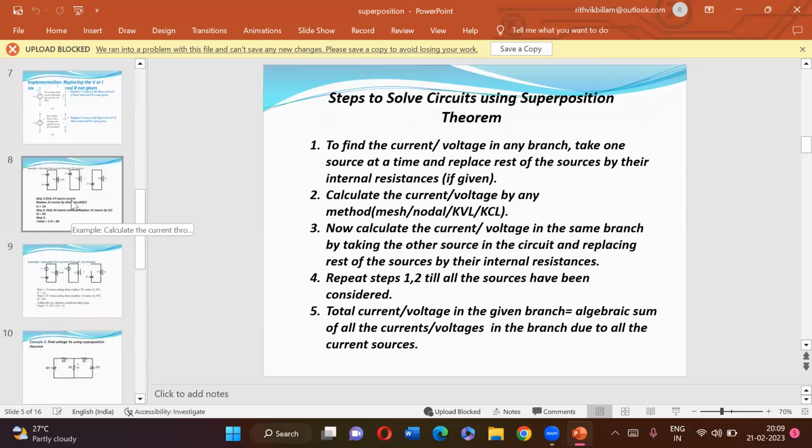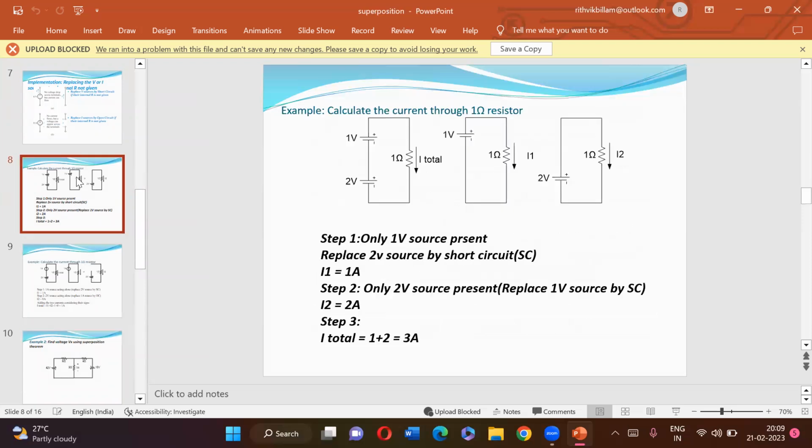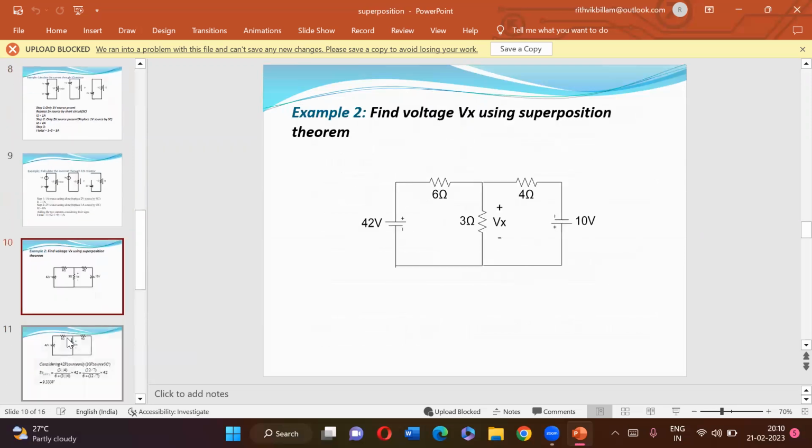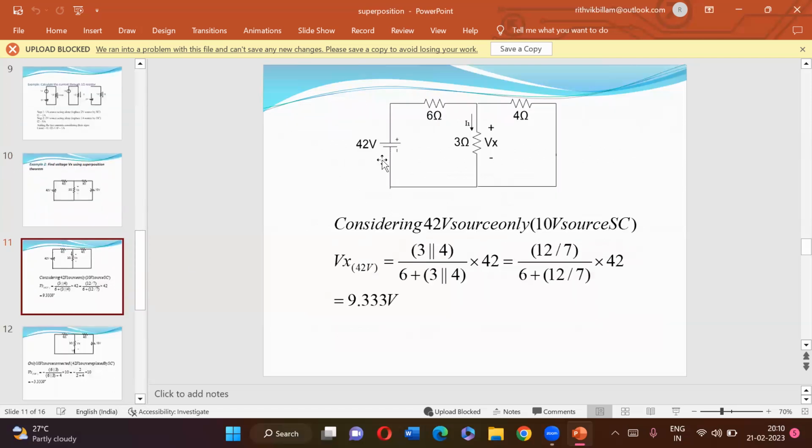This is one of the problems where we are calculating the unknown value of the voltage across the 3 ohm resistor. In the problem, you need to find the voltage drop across the 3 ohms. Initially, in the first step, the 42 volt source, that is V1, has to be activated and the V2 source has to be inactivated. Since it is a voltage source, short that voltage source. Now only the 42 volt source has been activated.